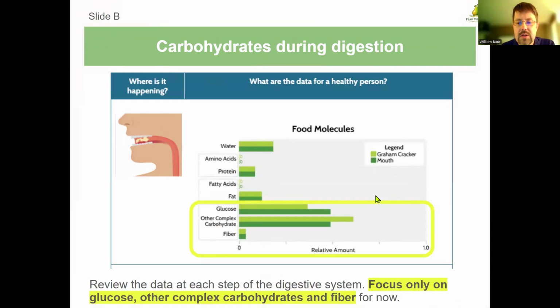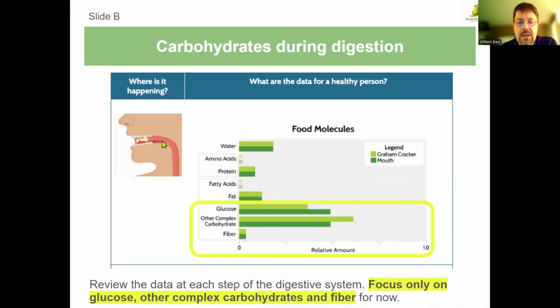So to start, we introduce this study about someone digesting a graham cracker. This comes from Open SciEd middle school unit 7.4, and so this is where this data has come from. So if students have had Open SciEd middle school, they might recognize this from before.